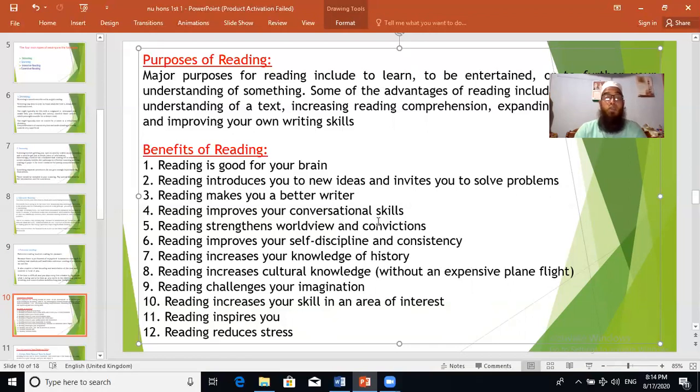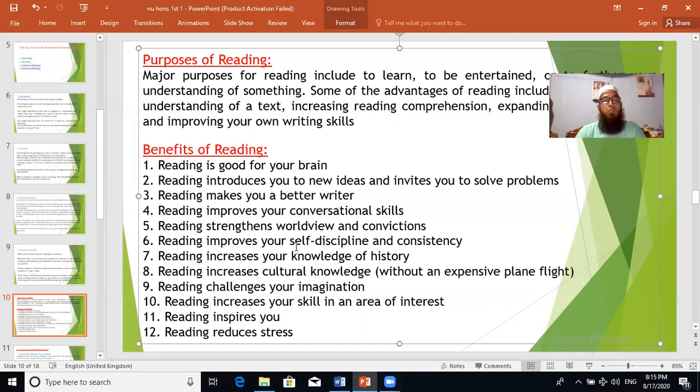If you want to speak well, if you want to be a good orator, I mean speaker, you should have the reading habits also. Reading improves your conversational skills, speaking skills. Reading strengthens worldview and convictions, your idea about different things, different doctrines, and different cultures of the world, different countries of the world. It strengthens, it enhances, it enlarges your outlook about the world and different doctrines of the world, different theories of the world.